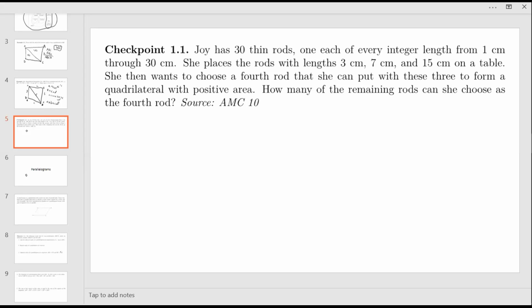Okay, we'll start now. So basically, Joy wants to make a quadrilateral with rods with side lengths 3, 7, and 15, and some other length rod. So let's call that rod X. So 3, 7, 15, and X. And what are our constraints? X has to be between 1 and 30, and X cannot be equal to 3, 7, or 15 because it says she has exactly one of every integer length.